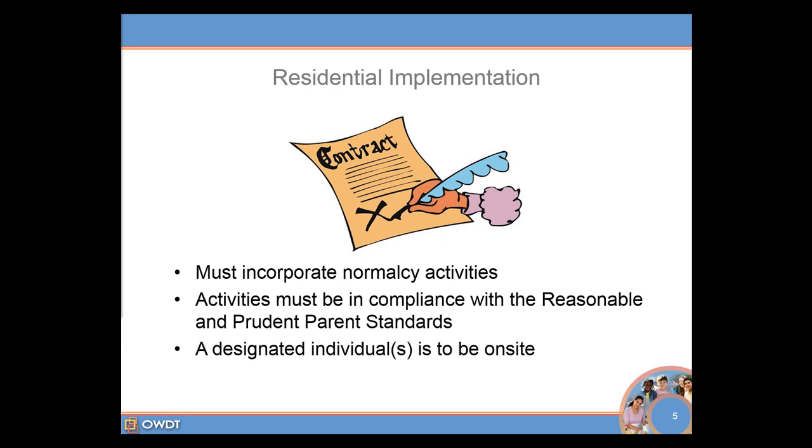According to FOM 72211, when the children are placed in a residential treatment setting, the provider must incorporate normalcy activities into the residential programming. These activities must be in compliance with the reasonable and prudent parenting standard and will help children with essential skills for positive development. A designated individual who is trained in the standard must be on site to exercise the reasonable and prudent parent standard.